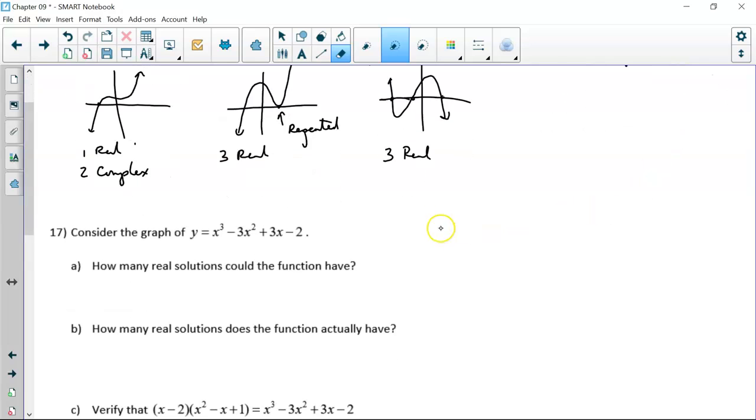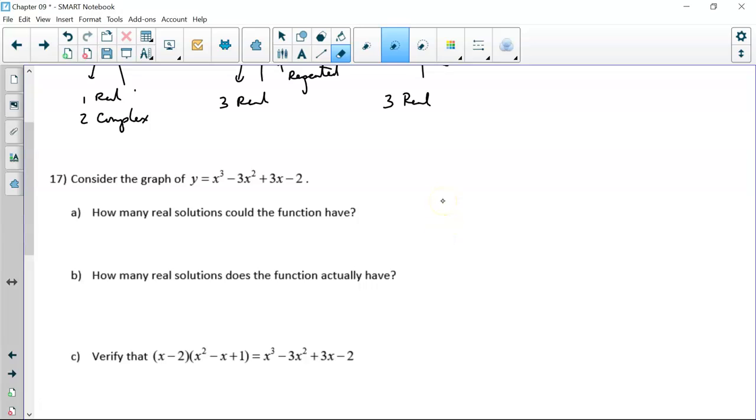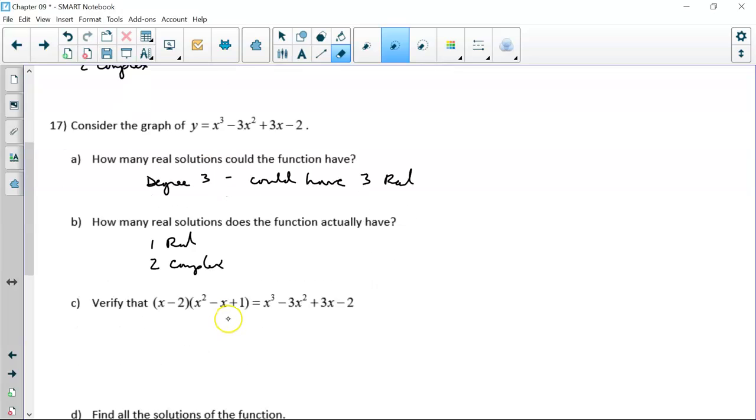Now, consider the graph. How many real solutions could the function have? Well, the degree is 3, so it could have 3 real solutions. Now, if we graph this on the calculator, it actually has 1 real solution, and the other 2 are complex. And if you look at the sketch of the graph, you'll see that.